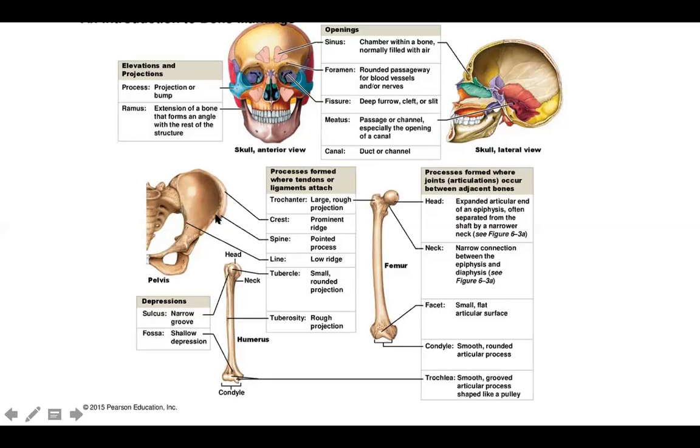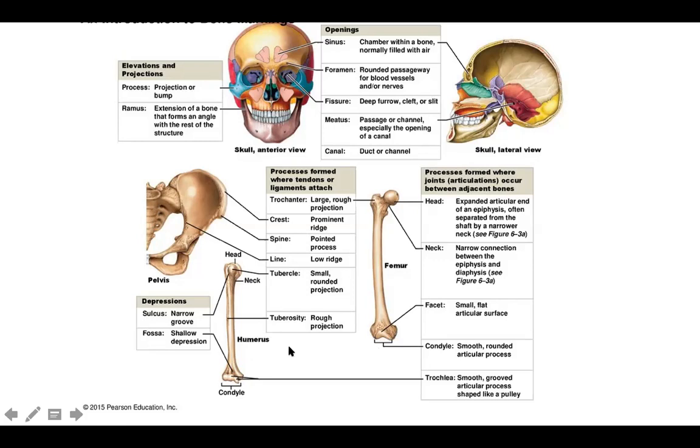A spine is like a point or a process. Crest is this ridge, okay, iliac crest here. We have fossa, which is like a depression here. Sulcus is like a groove, a narrow groove. We have facets, which are like articular surfaces, and then condyles are rounded articular surfaces.